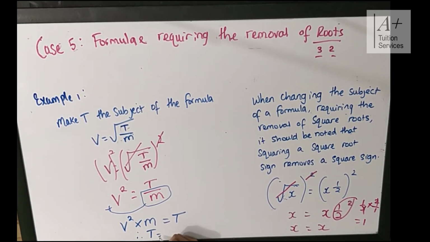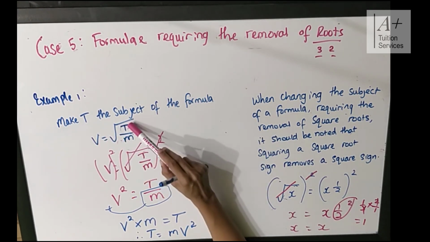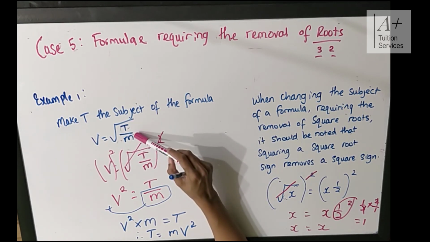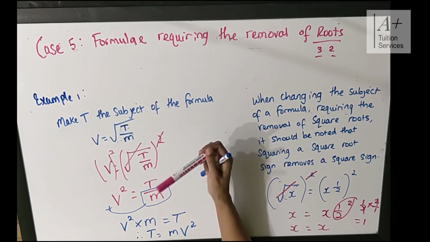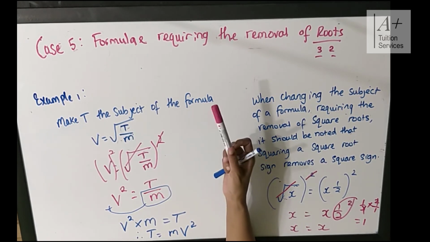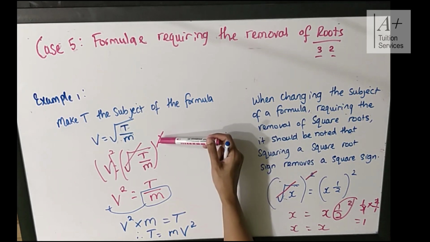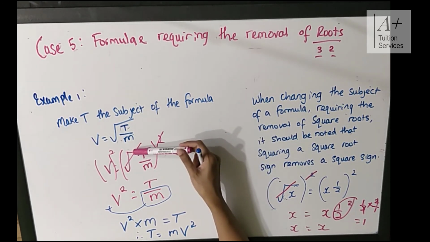Therefore, T is equal to MV squared, okay? So let's repeat that. We have made T the subject of the formula where V is equal to the square root of T over M. This is a fraction. So in order to do so, we have to square both sides. In doing so, we just put brackets and multiply by a square root of 2. By this, the square of 2 will eliminate the square root.